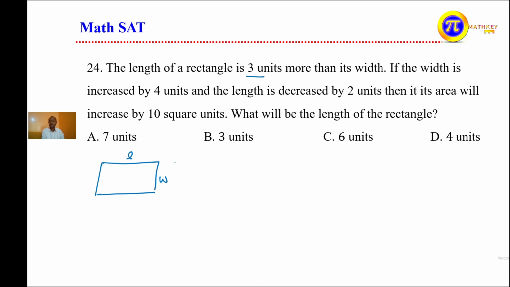So it says that length is equal to what? 3 more means that's 3 plus its width, W. If the width is increased by 4 units, that is 4 plus W from the previous one. This is a new width. And the length is decreased by 2 units. Let's say the new length implies L minus 2. It is reduced by 2.